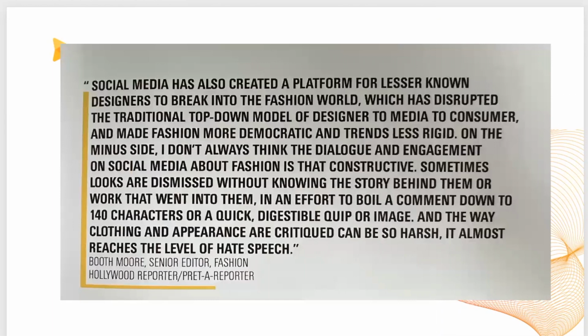Social media has also created a platform for lesser-known designers to break into the fashion world, which has disrupted the traditional top-down model of designer to media to consumer and made fashion more democratic and trends less rigid.